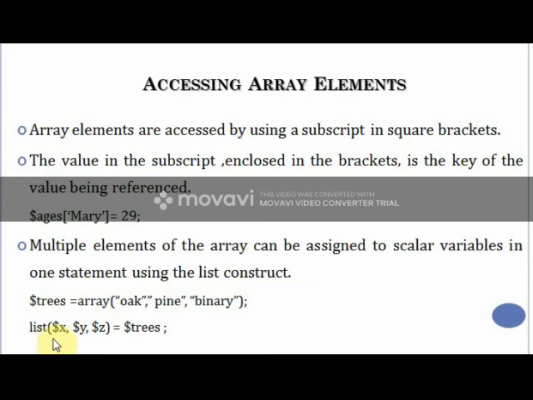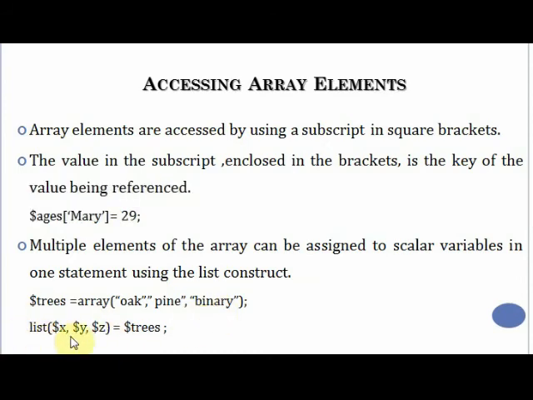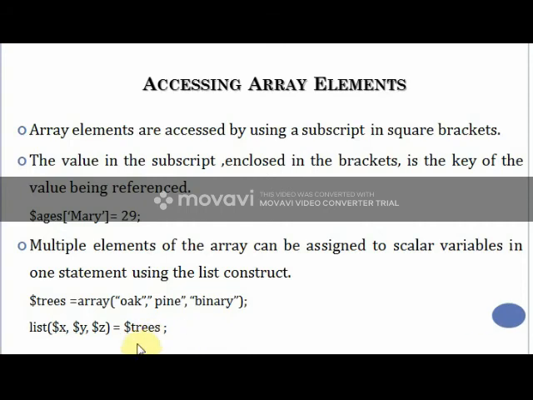According to this, x is set to oak, y is set to pine and z is set to birch. So how are you writing it? You use a construct called list, and within the list you write the scalar variables, and you also tell from which array you are going to take the values. That is this particular example. The name of the array is trees. So that is about accessing array elements.